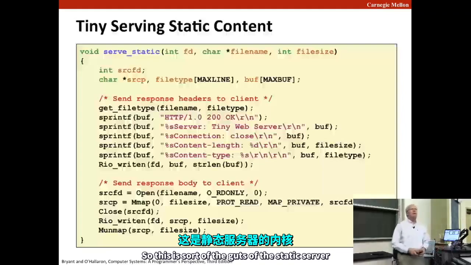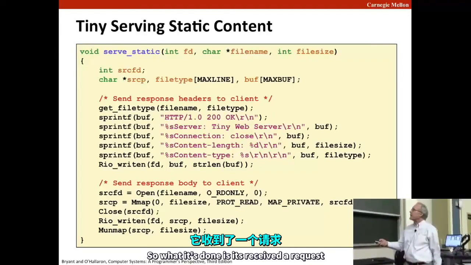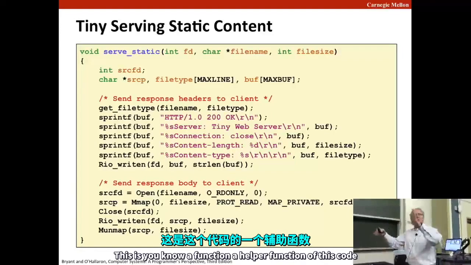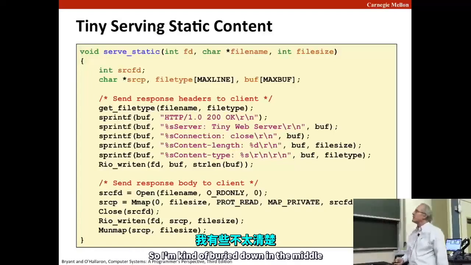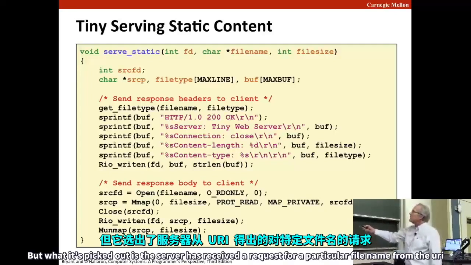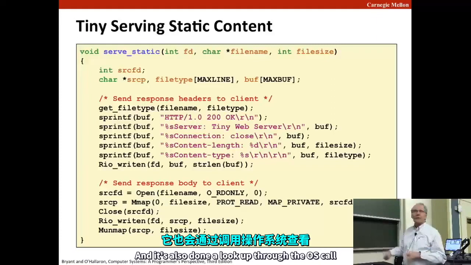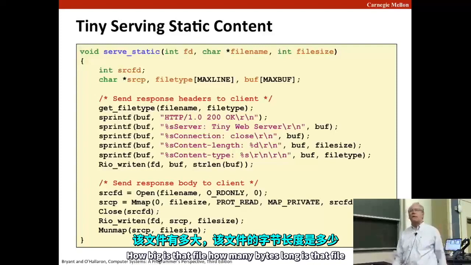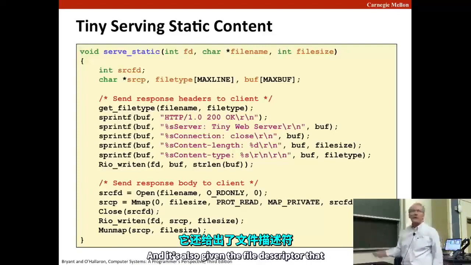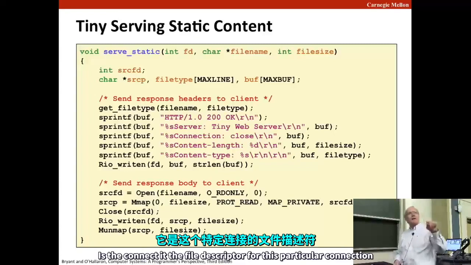So this is the guts of the static server. It's received a request. This is a helper function of this code, so I'm kind of buried down in the middle. But what it's picked out is that the server has received a request for a particular file name from the URI. It's also done a lookup through an OS call to figure out how big that file is, how many bytes long. And it's also been given the file descriptor for this particular connection.